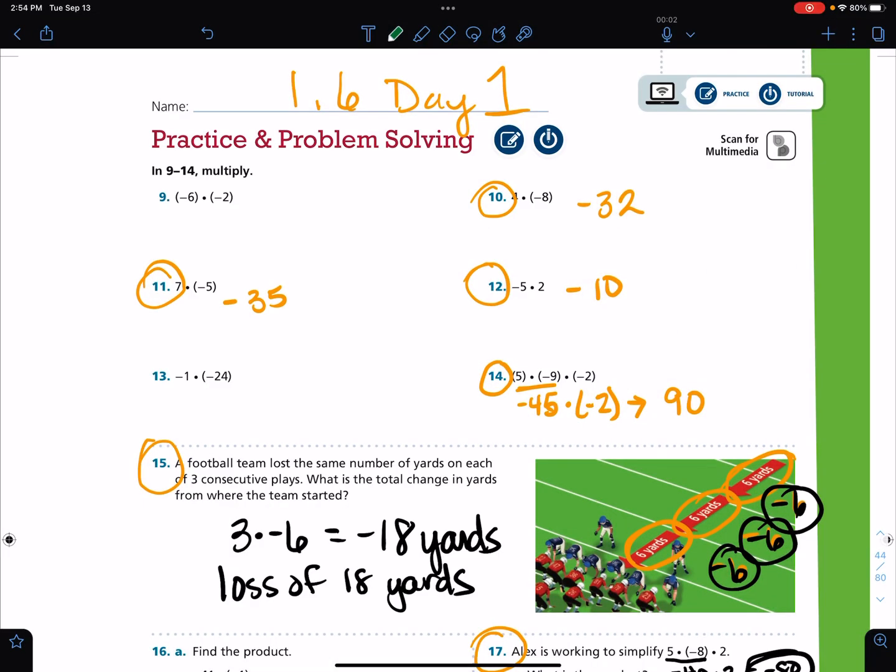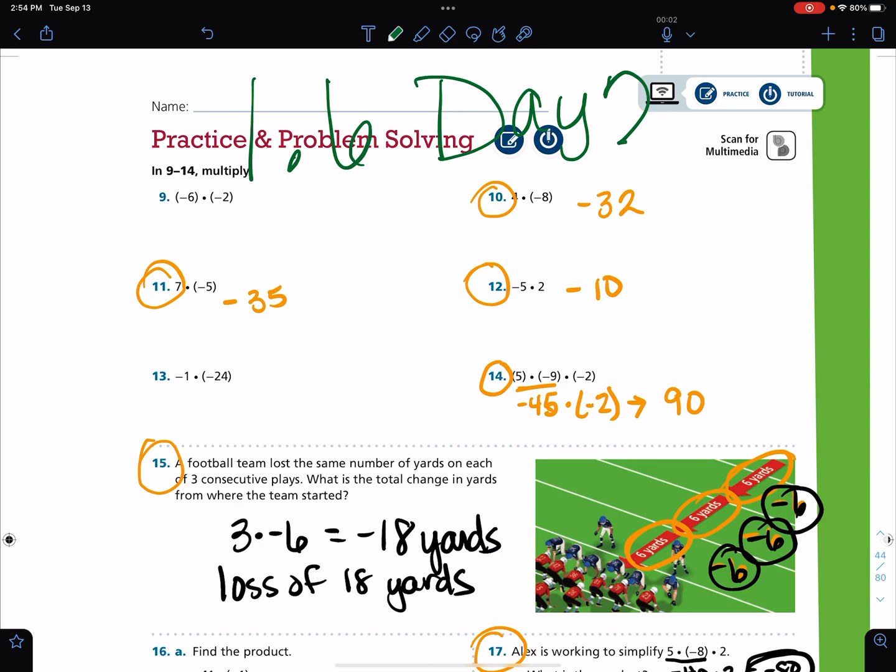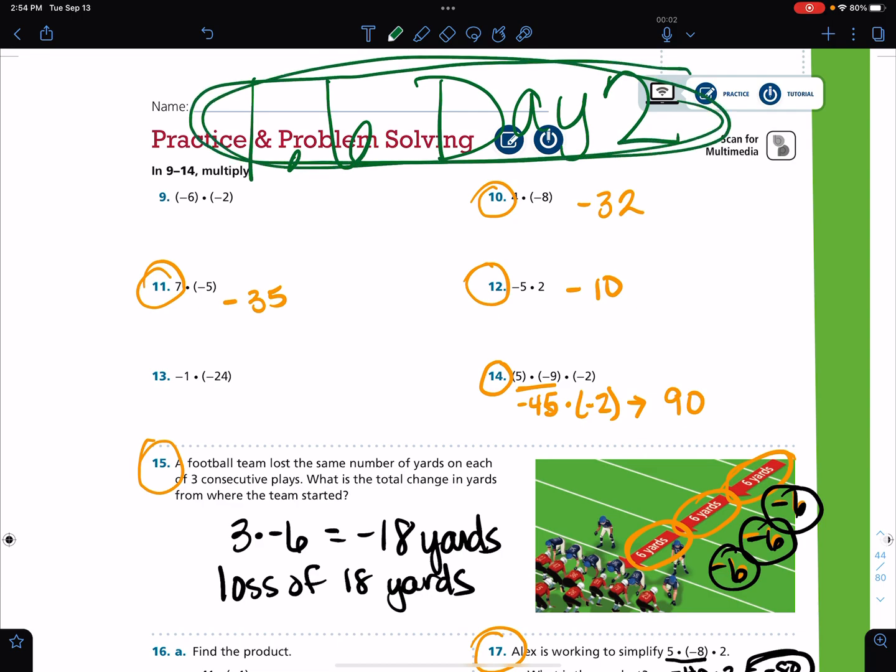Okay, wanted to make sure I had volume. Today is day 2 of 1.6. 1.6 day 2. Okay, so we learned how to multiply by the same, and it was a lot of work to come up with.